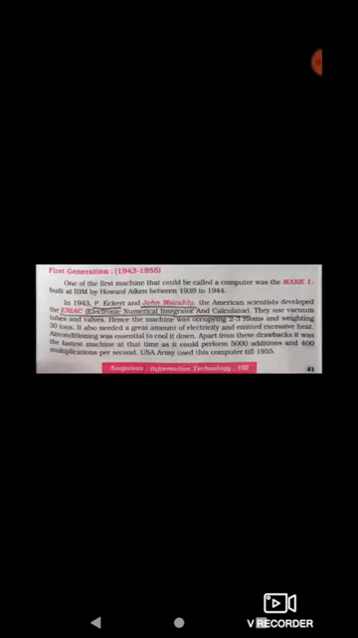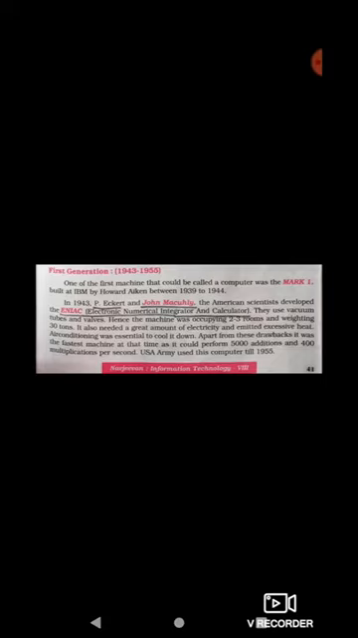(1943 to 1955). One of the first machines that could be called a computer was the Mark I, built at IBM by Howard Aiken between 1939 to 1944. The first statement says, one of the first machines that could be called a computer was the Mark I. It was built at IBM.